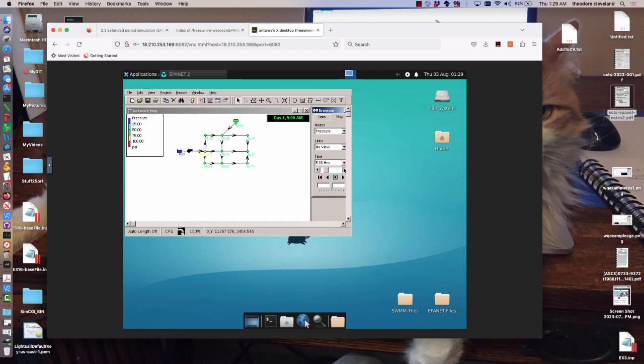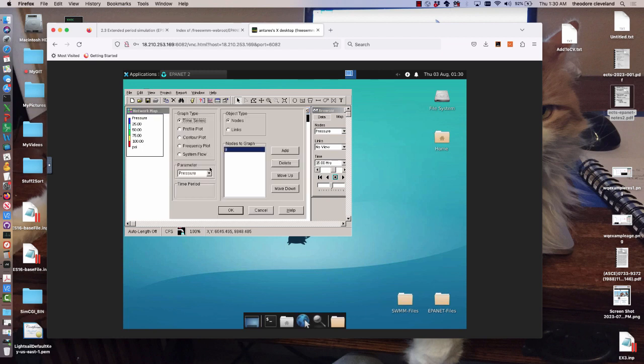So the problem I see is that the tank is draining. And here's, this one's about to go negative. There, it went negative right there. So let's go take a look at the tank water level.